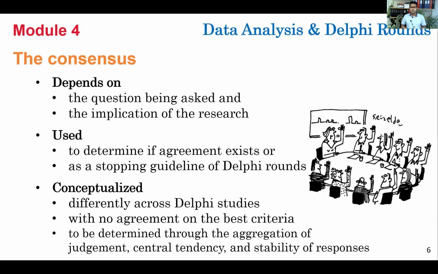Consensus has been conceptualized differently across Delphi studies, and no agreement exists on which is the best criteria to use. It has been determined through the agreement of judgment, subjective level of central tendency, and by confirming the stability of responses. Consensus within rounds typically measures the agreement of the individual participants with the statement, which then provides group opinion and the extent to which participants agree with each other.